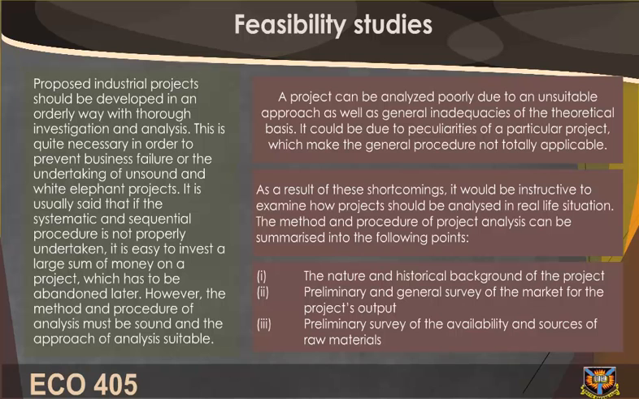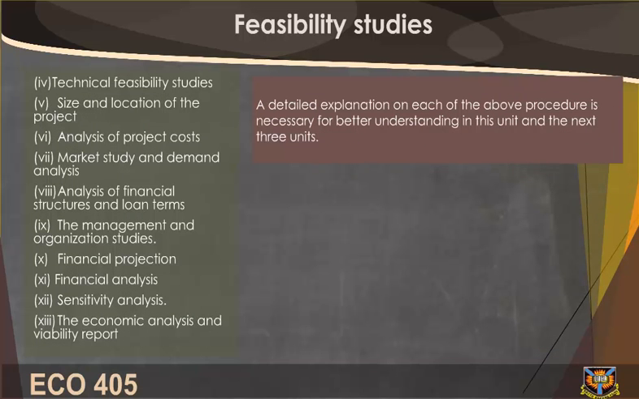1. The nature and historical background of the project. 2. Preliminary and general survey of the market for the project's output. 3. Preliminary survey of the availability and sources of raw materials. 4. Technical feasibility studies. 5. Size and location of the project. 6. Analysis of project costs. 7. Market study and demand analysis.